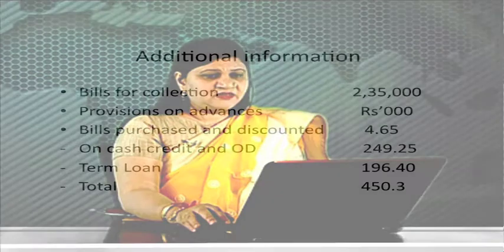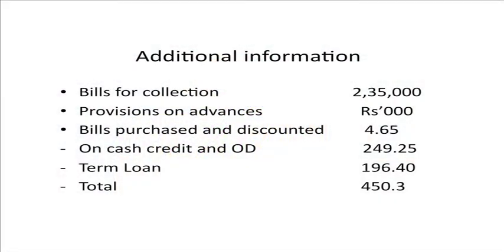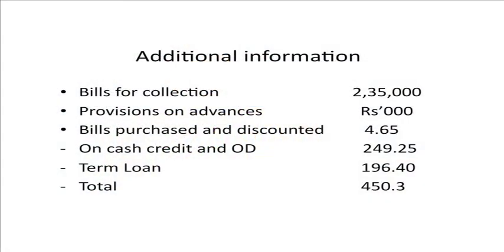First of all, let us analyze the additional information which is given. The additional information in the question says bills for collection is 2,35,000. Provisions on advances: there is a guideline that advances should be classified as standard assets, substandard assets, doubtful assets. Doubtful again has the categories secured and unsecured portion. So, the rate of making the provision is also assigned and it changes from time to time. We are not going into the detailed discussion of making the provisions on advances as per the rates and the classification given.